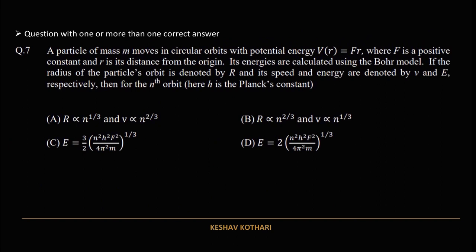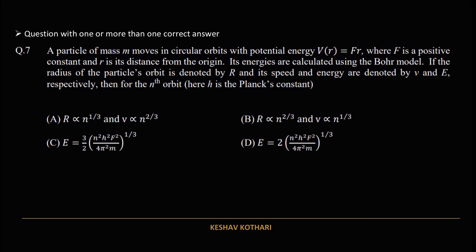If the radius of the particle's orbit is denoted by capital R and its speed and energy are denoted by V and E respectively, then for the nth Bohr orbit, which of the following is correct? The first thing that we have to do is establish a relation between R and n, and the other thing is we need to find the equation for energy. So if I start writing it out, we can begin in this way.